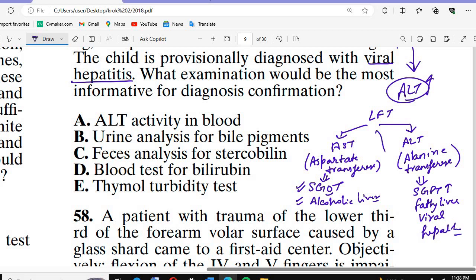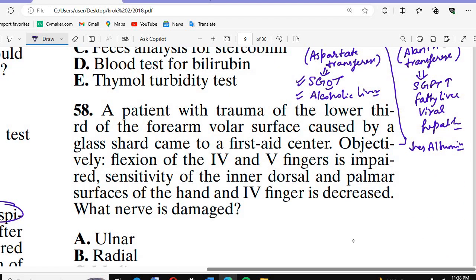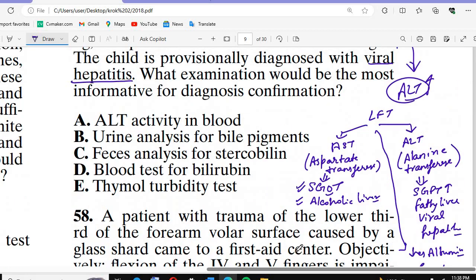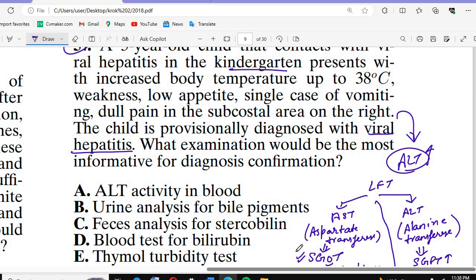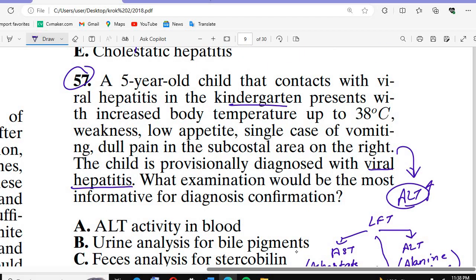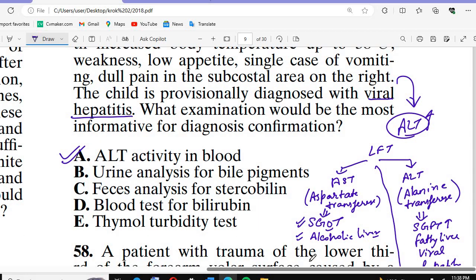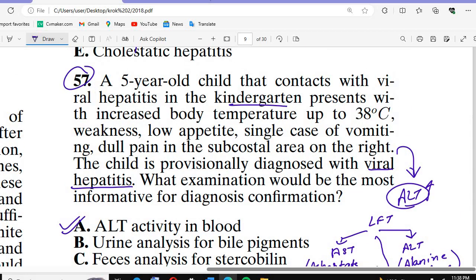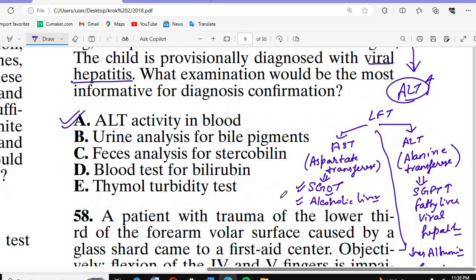Along with that, in LFT we see a decrease in albumin. Jaundice can be seen in this patient, and there will be a decrease in hippuric acid in the urine. So if viral hepatitis is seen, the ALT level will be increased. If the hepatitis is due to alcoholic liver disease, in that condition the AST level will be increased.